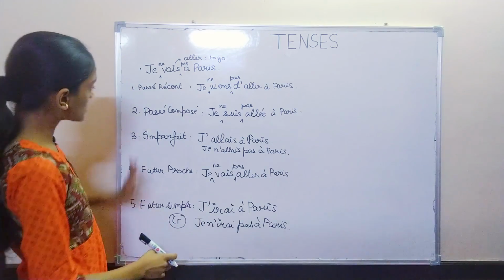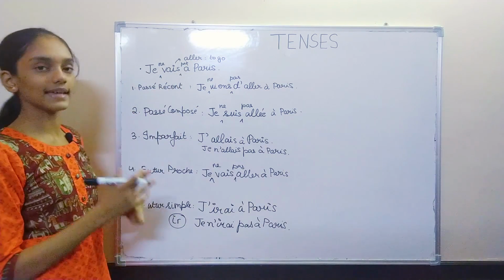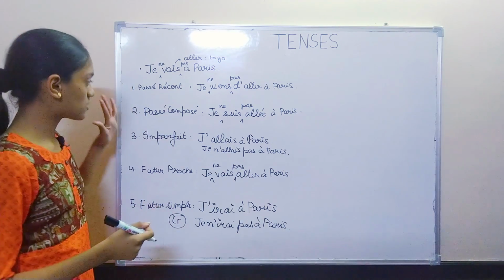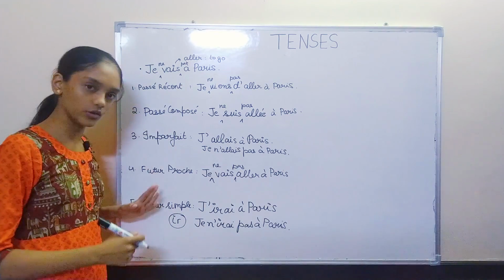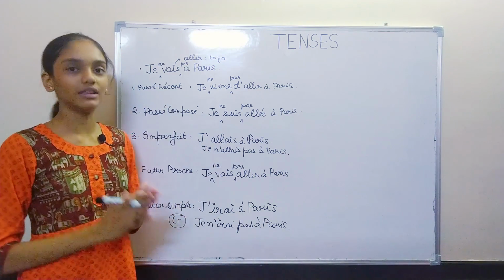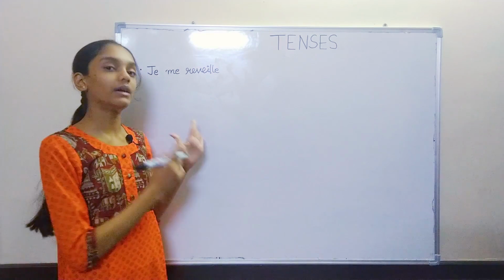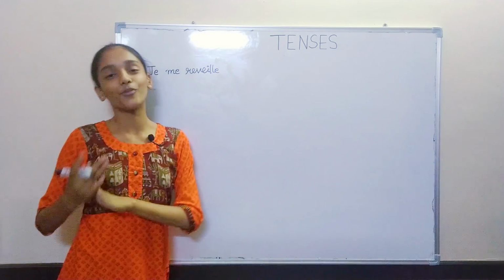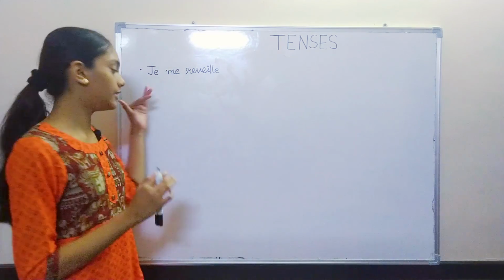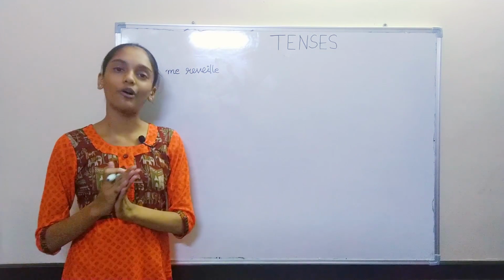Okay, so from this we have the same sentence in 6 tenses. First we have it in present, Passé Récent, Passé Composé, Imparfait, Futur Proche and Futur Simple. The same sentence in all the tenses. So now over here I have a very simple sentence, but this one is a pronominal verb. In the last slide what we did was a normal verb and we did it in all tenses. Same with a pronominal verb, we do it in all tenses.